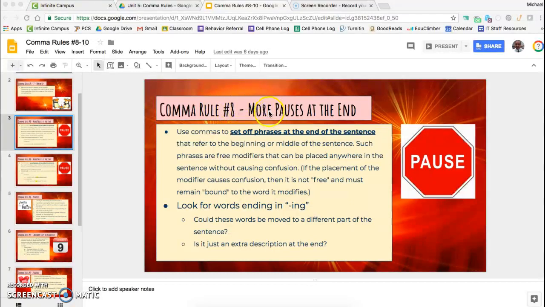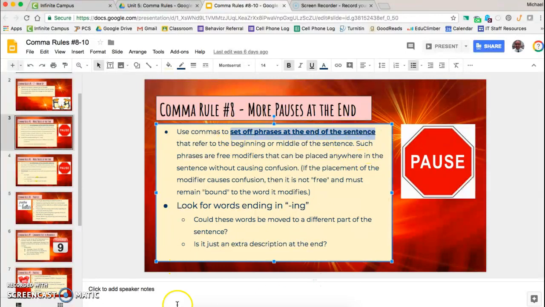This is very similar to comma rule number 7 in the fact that you're dealing with pauses at the end of a sentence again. It has kind of a long, strange definition that can be hard to understand, so there isn't that much that you need to take away from this. It says, use commas to set off phrases at the end of the sentence that refer to the beginning or middle of the sentence. Such phrases are free modifiers that can be placed anywhere in the sentence without causing confusion. If the placement of the modifier causes confusion, then it is not free and must remain bound to the word it modifies.